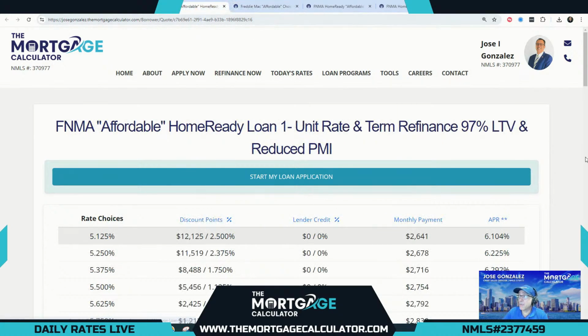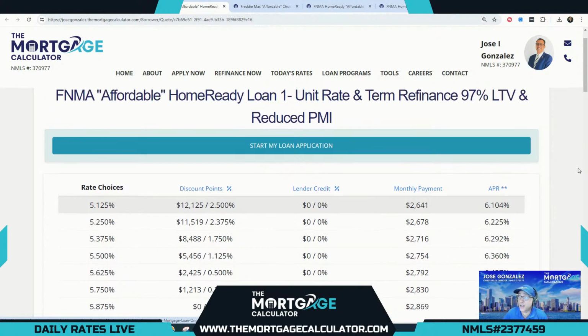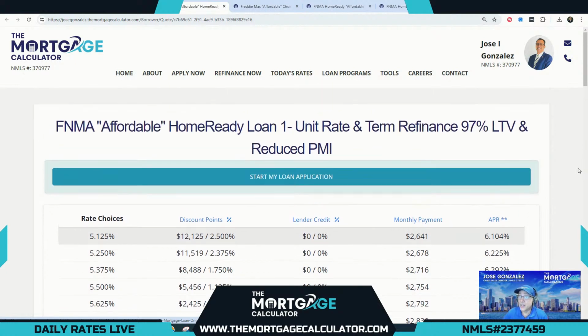Our next example here is for the rate and term refinance, right? Please note that there are no cash out refinances for this loan product. Rate and term is the only one. And you will note that 5.875, again, same rate as the purchase, is a lender credit at 0.125, and your lowest rate option is 5.125. So very good options here that are available.